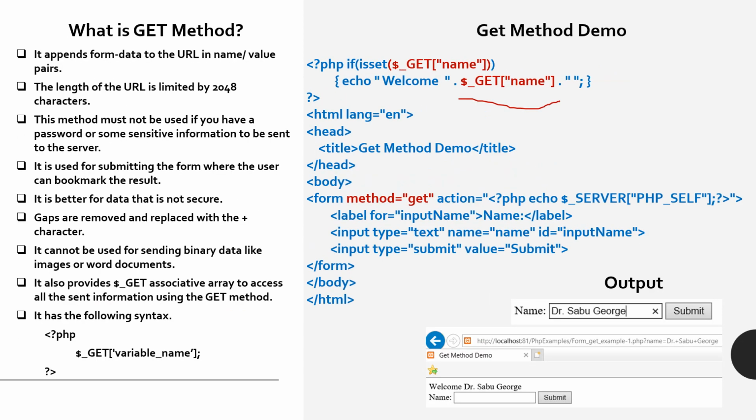Now we are going to discuss about the get method. This method appends form data to the URL in name value pairs. So whatever you type will be displayed in the URL. So this is not a convenient method for sending sensitive information like password and all. So whatever you want to send to the server which is not that sensitive, you can use it.